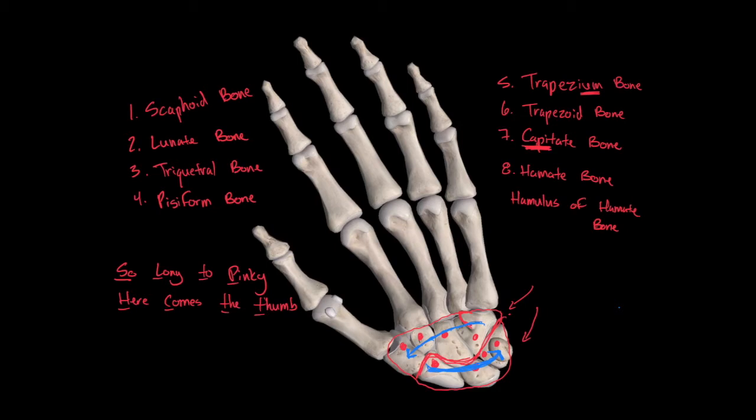Okay, so long to pinky, here comes the thumb. If you use this mnemonic, it should help you remember the order and the names of all the carpal bones. Good. Now we can move on to the next stage.